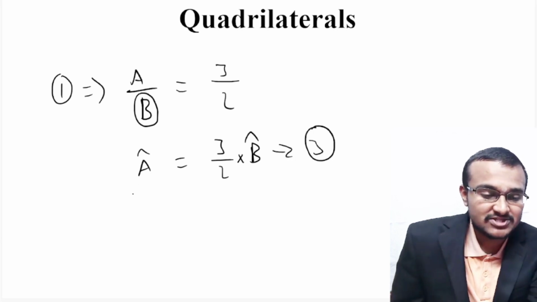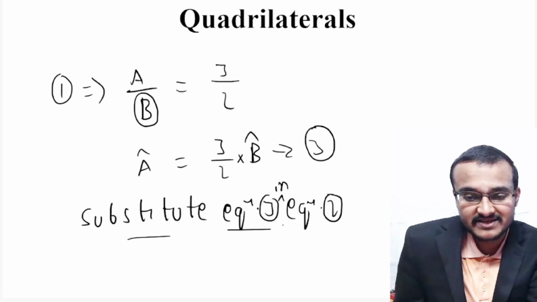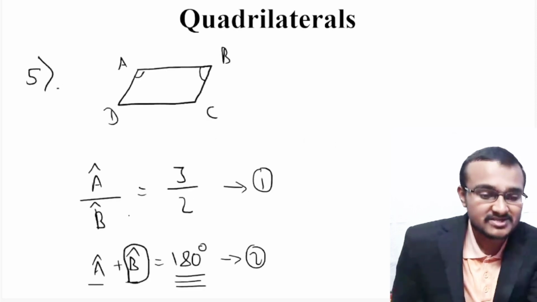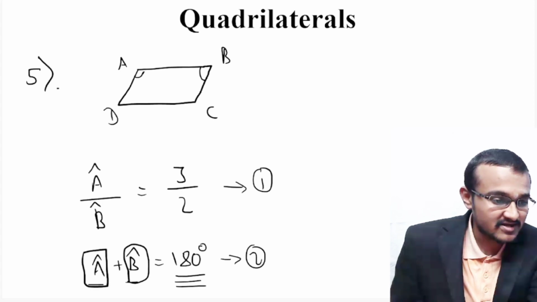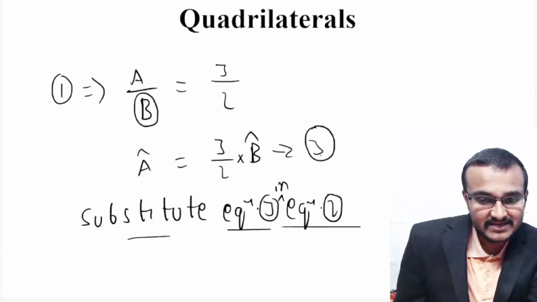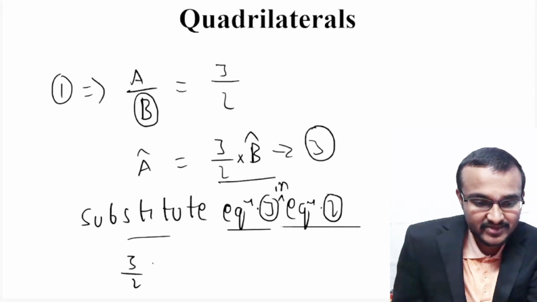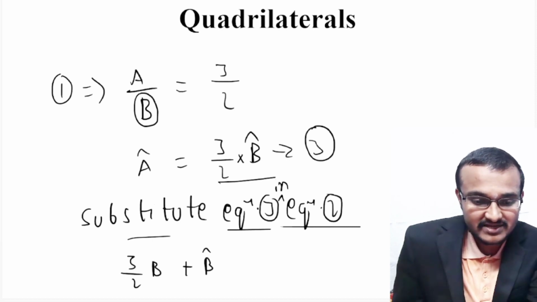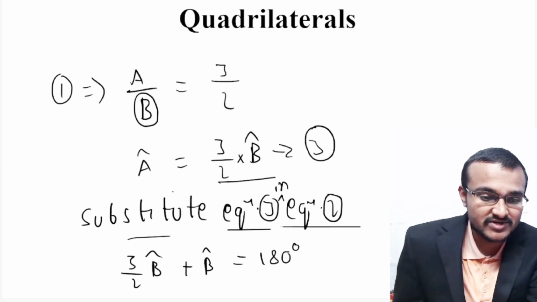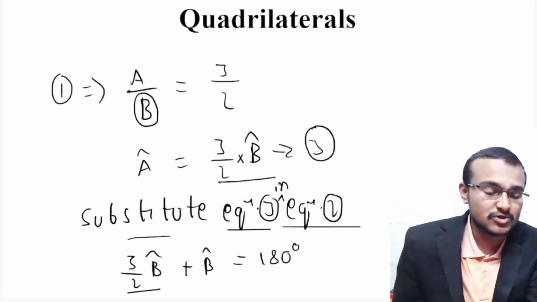Now you can substitute this equation 3 in equation 2. If you substitute equation 3 in equation 2, in this equation 2 you should substitute this value for A. So in the place of A, I am writing 3/2 B plus B is equal to 180 degrees. So we are substituting equation 3 in equation 2. So 3/2 B plus B will be equal to 180 degrees.